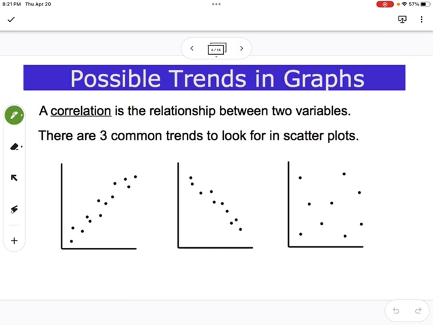Okay, so possible trends in graphs. A correlation is a relationship between two variables. There are three common trends to look for with a scatter plot. Okay, so when we read a graph, you always want to go from left to right. So going left to right with this first one, we notice that our points are going up. So this is a positive correlation. Okay, the next one, as we read left to right, we notice the points going down. This is a negative correlation. Okay. And we can also have it where it's not going up or down, there's no increasing or decreasing, and that means there is no correlation.